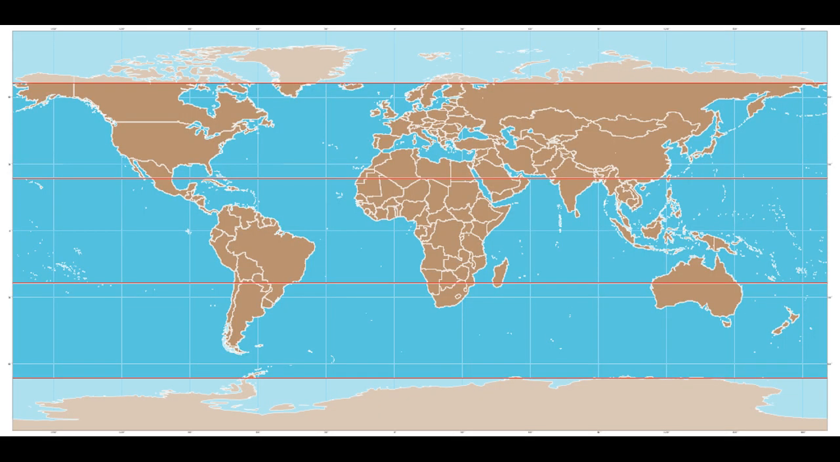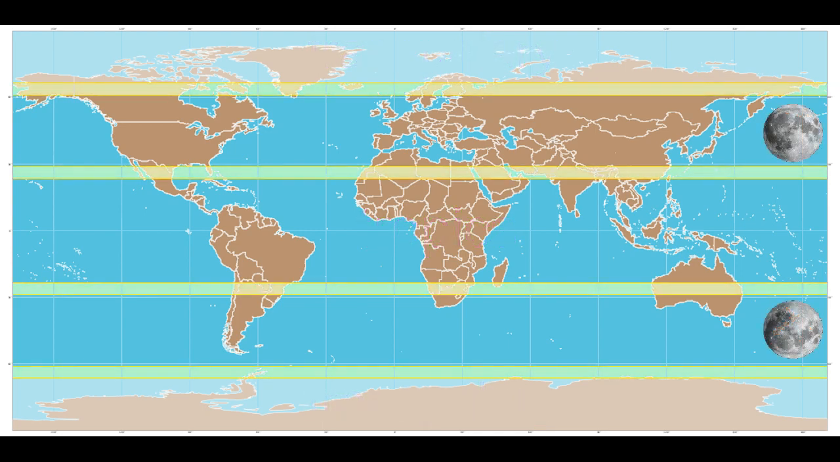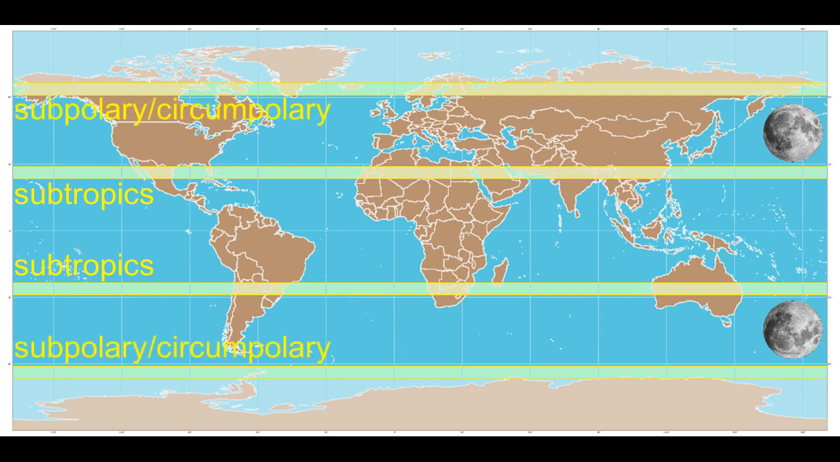They call the territory between two sun tropics the tropics. I call the territory beyond a sun polar circle transpolar. It's possible to call adjoining territories somehow. For example, it's possible to call the land between a sun and a moon tropic subtropics, and it's possible to call the land between the moon and sun polar circles subpolar or circumpolar.